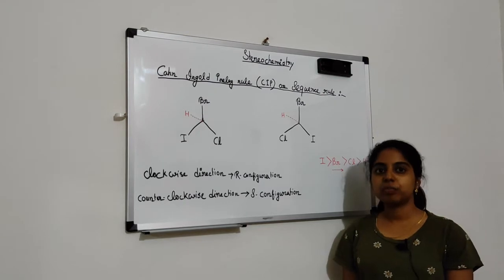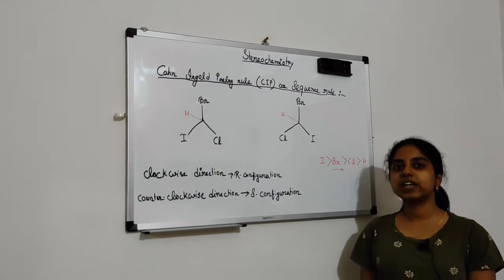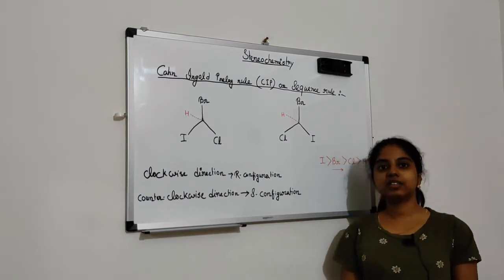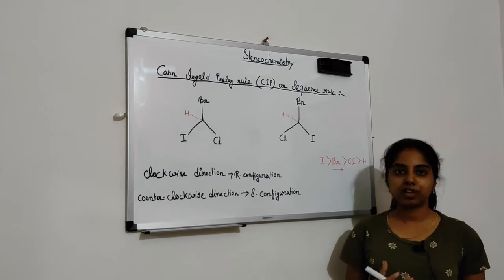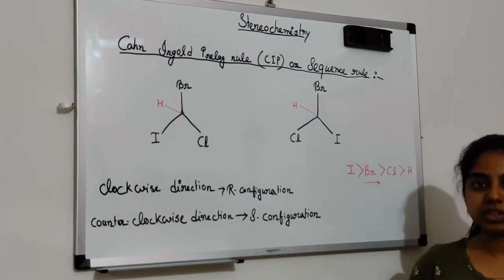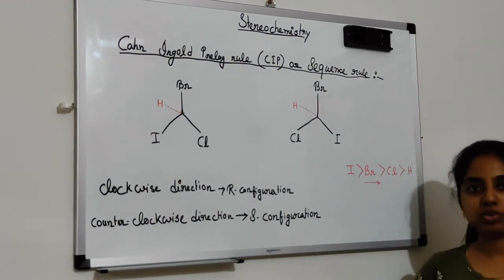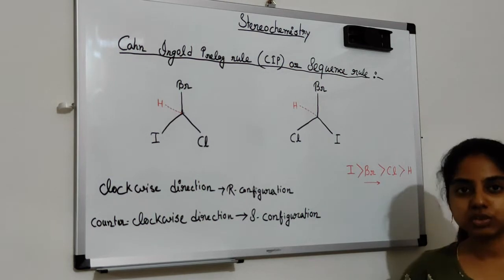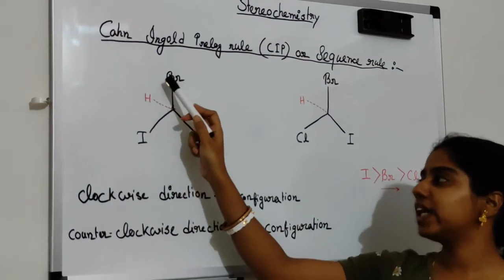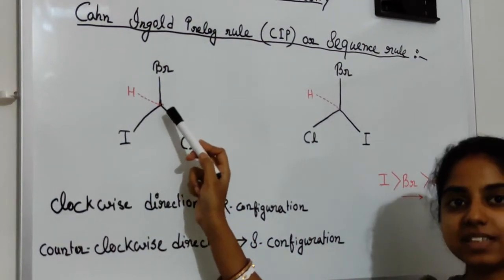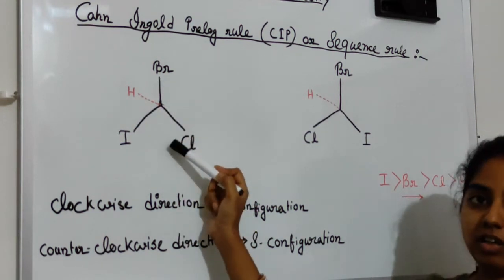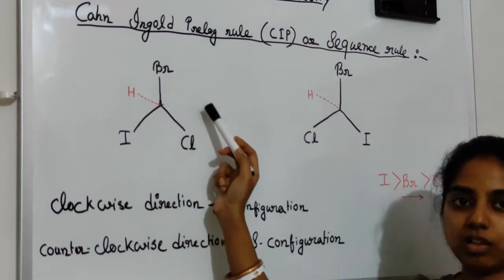The next important topic is the sequence rule, or CIP rule, the Cahn-Ingold-Prelog rule. It is a rule to specify a particular configuration. So how do we specify a configuration? We detect the configuration by applying the sequence rule or CIP rule, right? According to this rule, we have to number the four groups which are attached to the chiral center, according to their atomic weight, right?